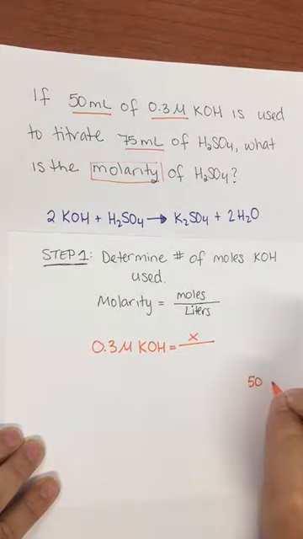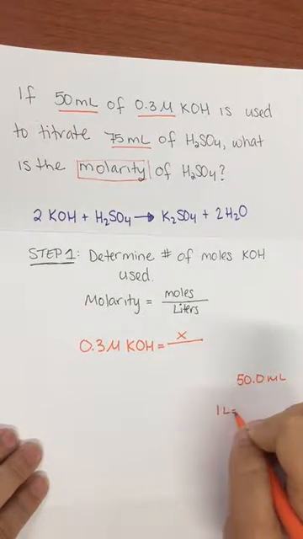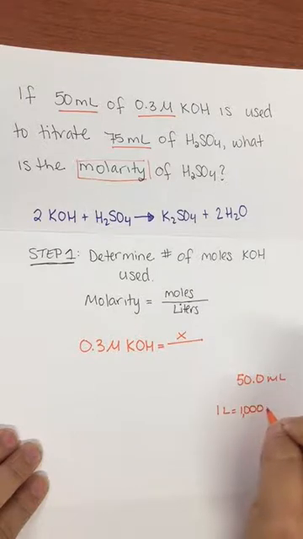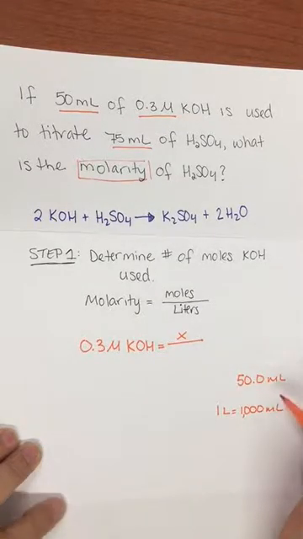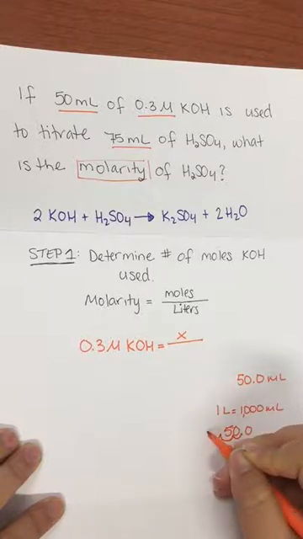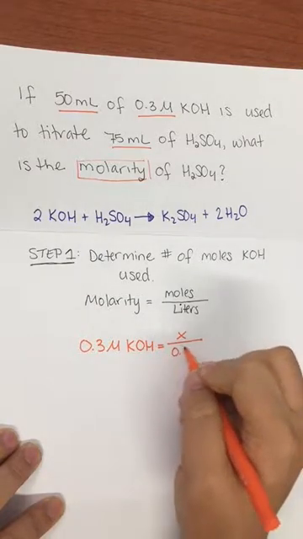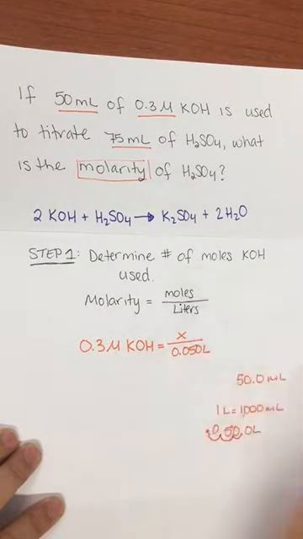I need to convert 50 milliliters into liters. 1 liter is 1,000 milliliters, which means if I want to change my milliliters to liters, my decimal point needs to move 3 spaces. This is my original, 50. To convert it to liters, I have to move 3 decimal places to the left. So I have 0.050 liters.